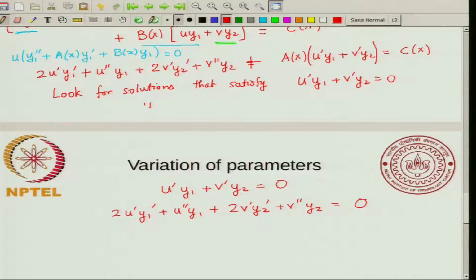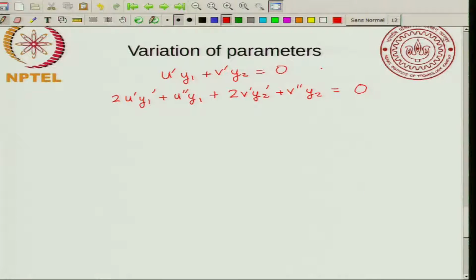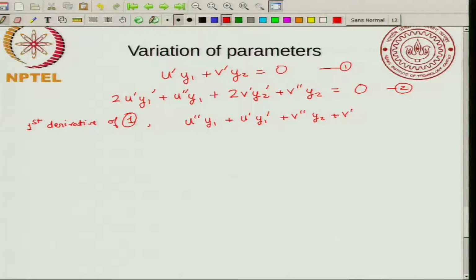Now, once you impose this condition, if you take the first derivative of the first equation, let me call this equation 1 and this equation 2. So if you take the first derivative of 1, then you get u double prime y1 plus u prime y1 prime plus v double prime y2 plus v prime y2 prime equal to 0.